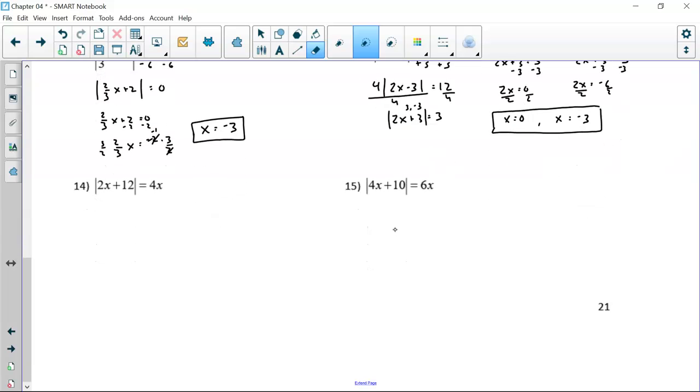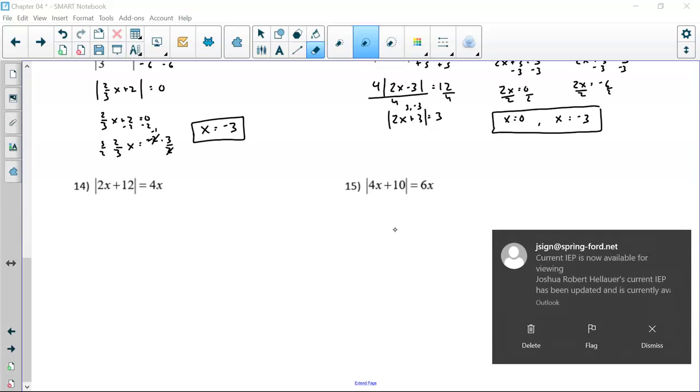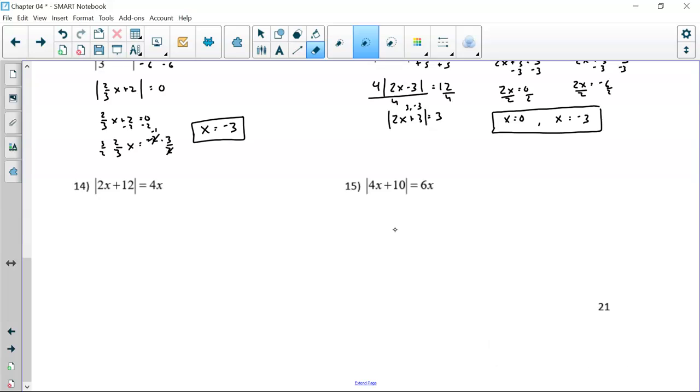Okay, moving forward. Problem number 14 and 15. They're different than the others because they have x on the outside. Now, with that, we do the same exact thing. We still set two equations. 2x plus 12 equals 4x. 2x plus 12 equals -4x. So they're very similar to start off with.